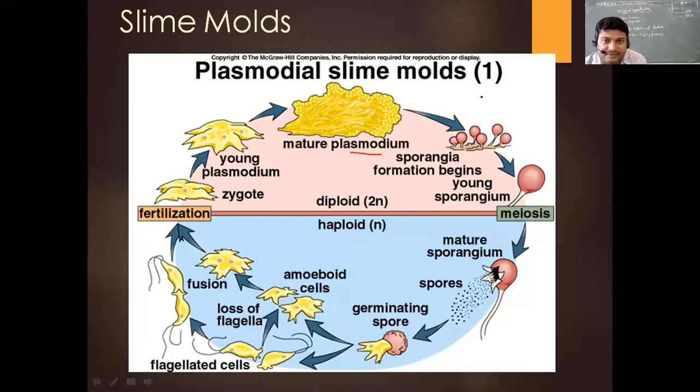We call this a plasmodium or the slime mold. And they are going to form the sporangia form, right? The spores are released, they germinate and give rise to amoeboid cells and flagellate cells, and they are going to fuse and form the zygote, which forms the young plasmodium, and it is going to go on to the mature plasmodium.